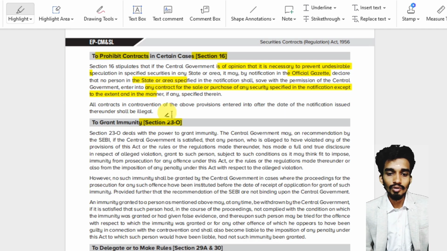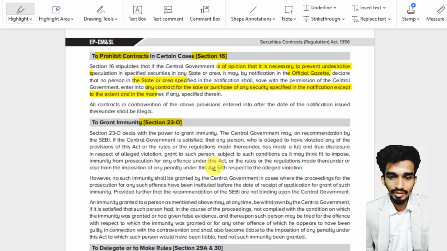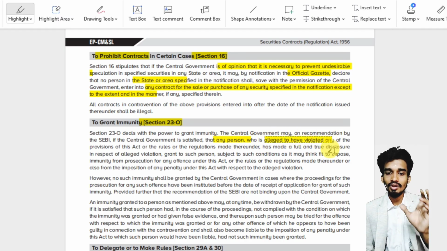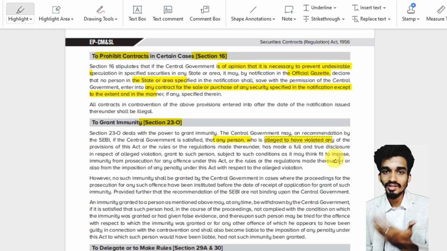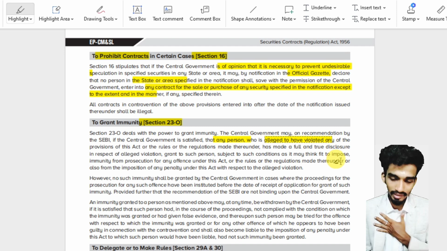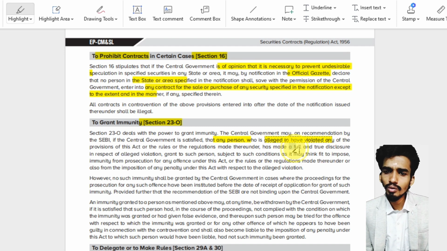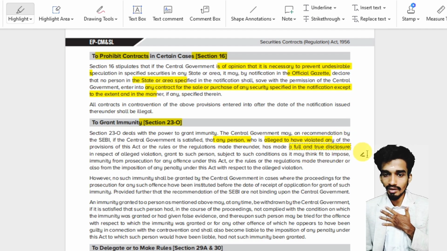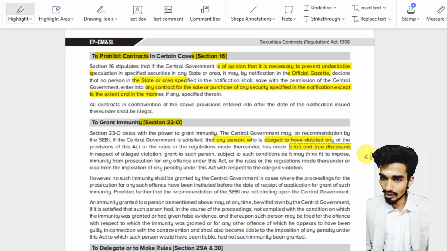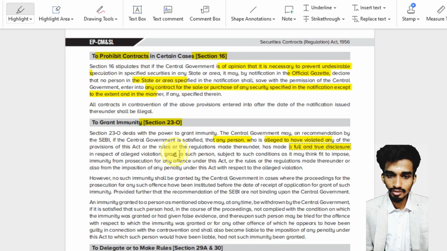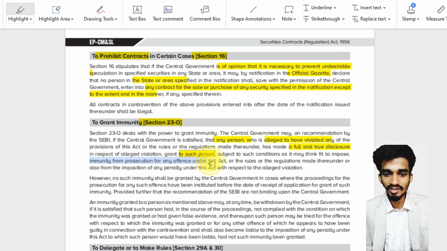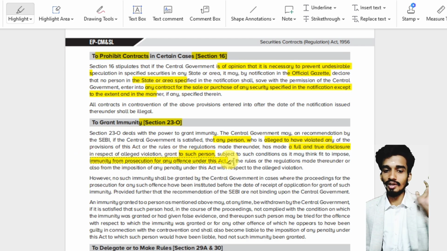So to grant immunity means, on recommendation, that any person who is alleged to have violated any of the provisions of the rules, such an information-conveying person who himself has violated some rules, has made a full and true disclosure that yes, I'm sorry that I had violated these rules, these regulations. The central government can grant such person immunity from prosecution for any offense under this act. Okay.